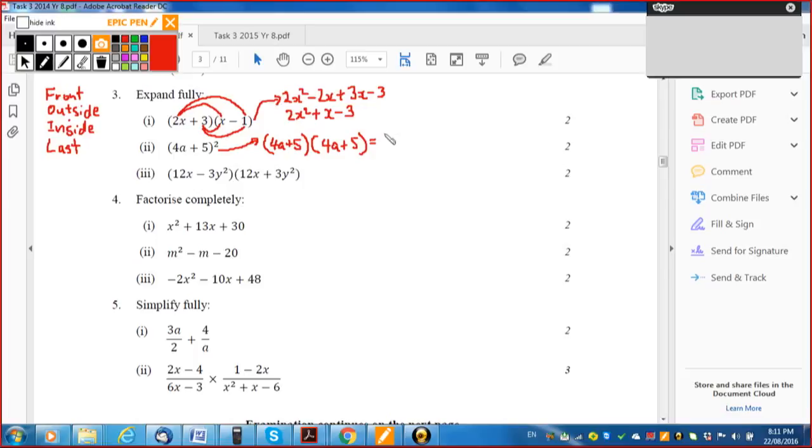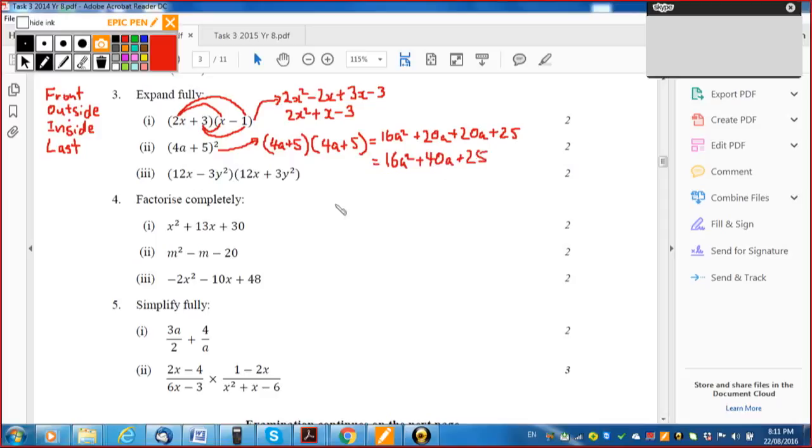That would be 16a squared, plus 4a times 5, which is 20a, plus 5 times 4a, which is 20a, plus 5 times 5, which is 25. Good. And then let's simplify. So that becomes 16a squared plus 40a plus 25.